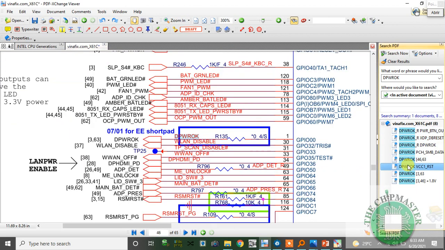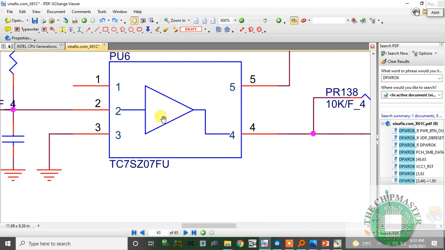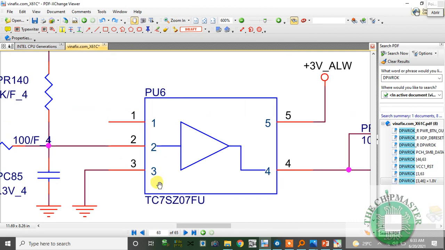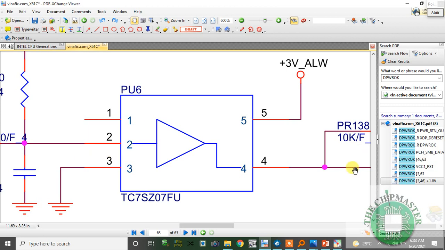All right, so let's go back to the diagram. As you can see, here it is. This is a signal buffer. This is a chip with an internal isolator inside. So you have A, B, and Y output. If A is high, it will output high.